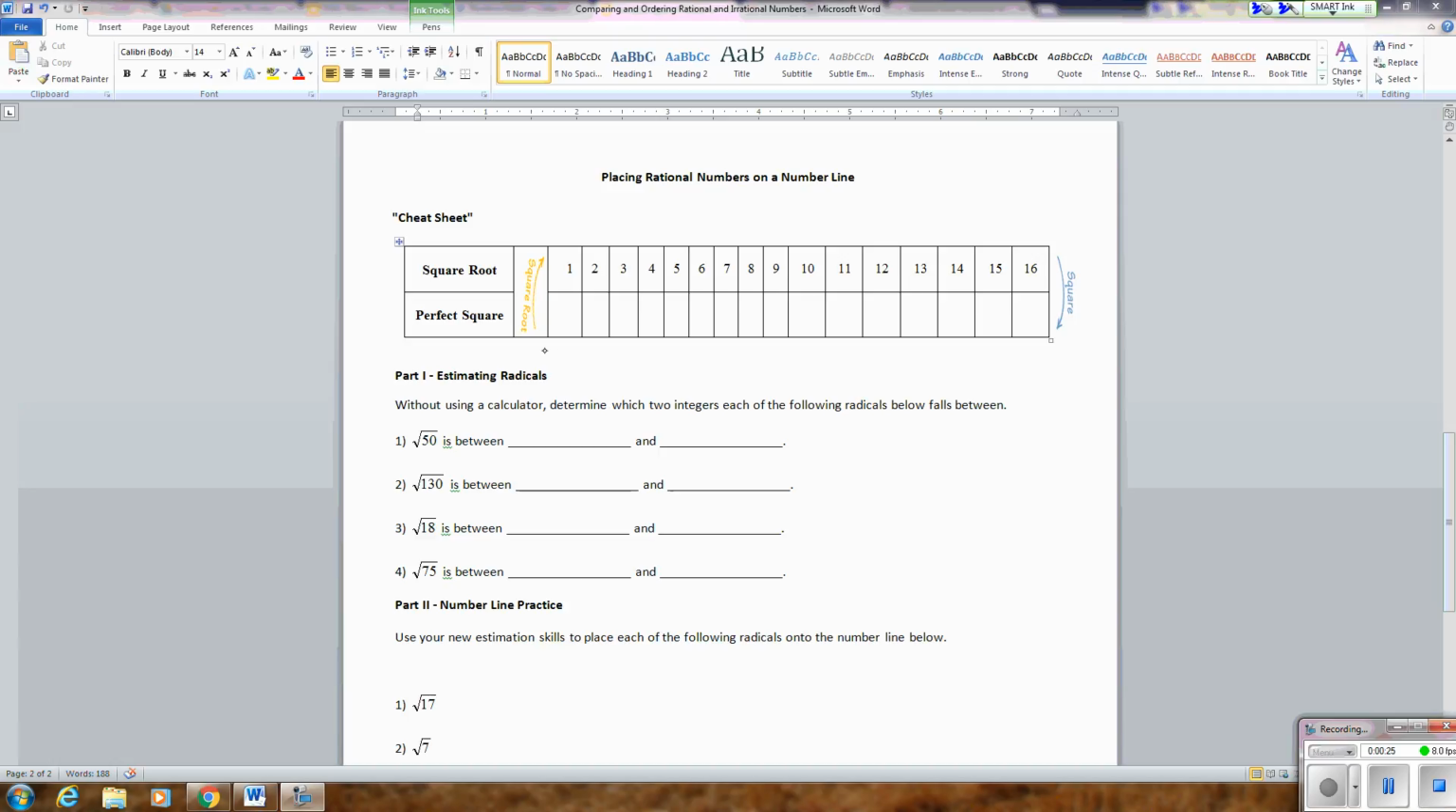And what I want to point out is going this direction from the perfect square backwards, we're taking the square root. That's what it says. And over here, if we go from this to this, we're squaring it. So in other words, we're taking it times itself. So let's start right here to create our cheat sheet.